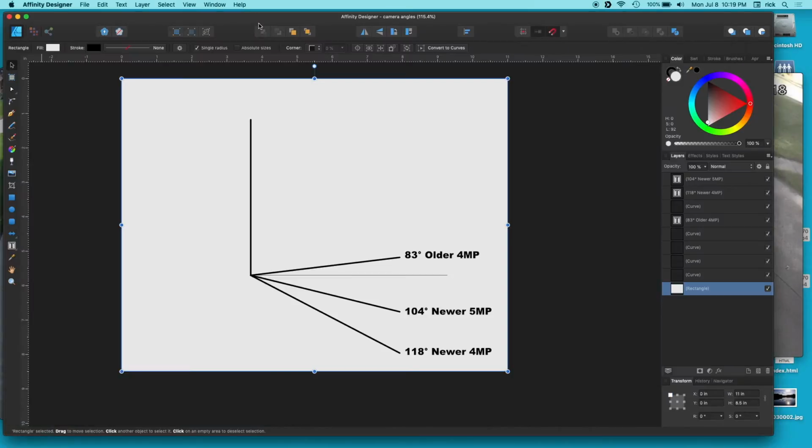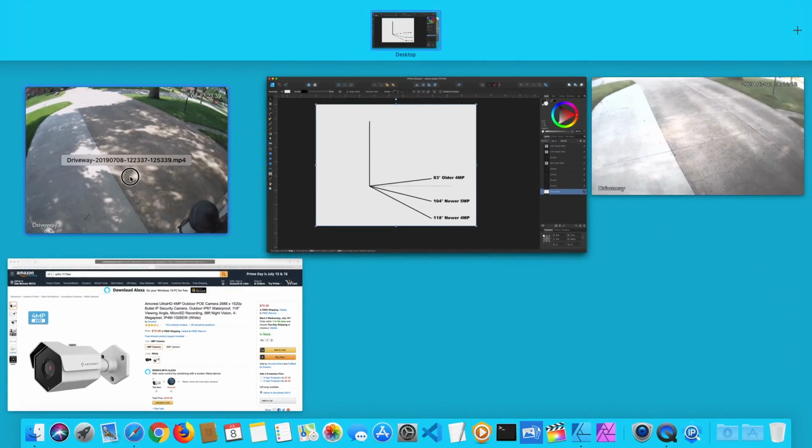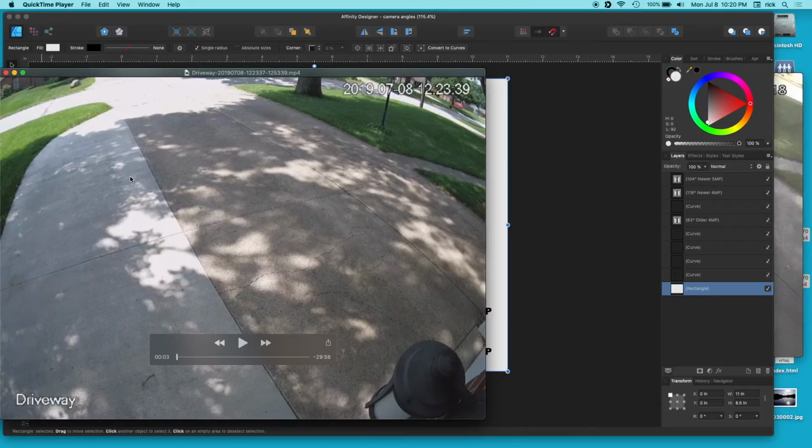I've done another video comparing the 4 megapixel and 5 megapixel cameras. You can find that in my playlist. And that looks similar to this 5 megapixel image, but it cuts a little bit off the top and bottom and is a little bit wider. So if that's the kind of look you're looking for, you'd probably want to go with that wider viewing angle. Otherwise you can look at something like this.